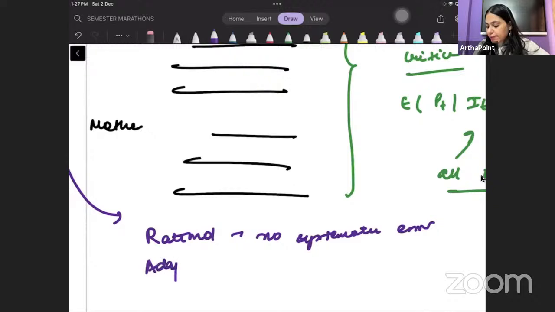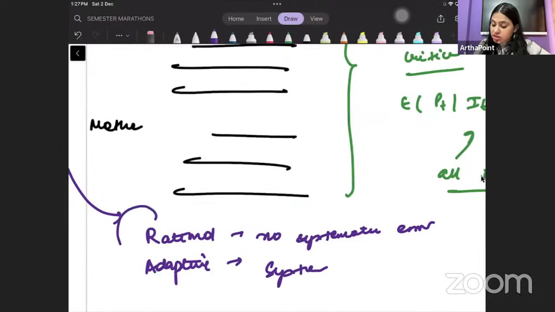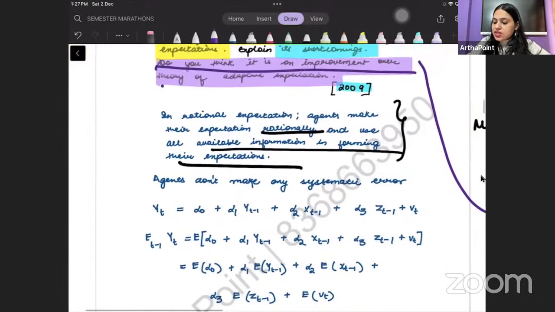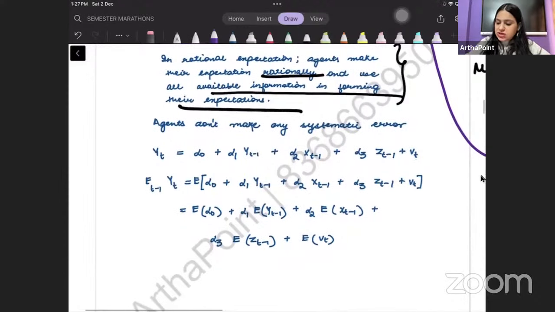But in adaptive expectation, you have systematic error. अगर price continuously increase हो रहा है, so every year you will make some error. You will not be able to predict it correctly. So rational expectation is in fact an improvement over adaptive expectation. Am I clear on it, beta? So that's the third part. You will talk about how it is an improvement. Clear हुई ये बात? तो यही मैंने आपके पोर्टल पे आंसर डाला है बेटा.